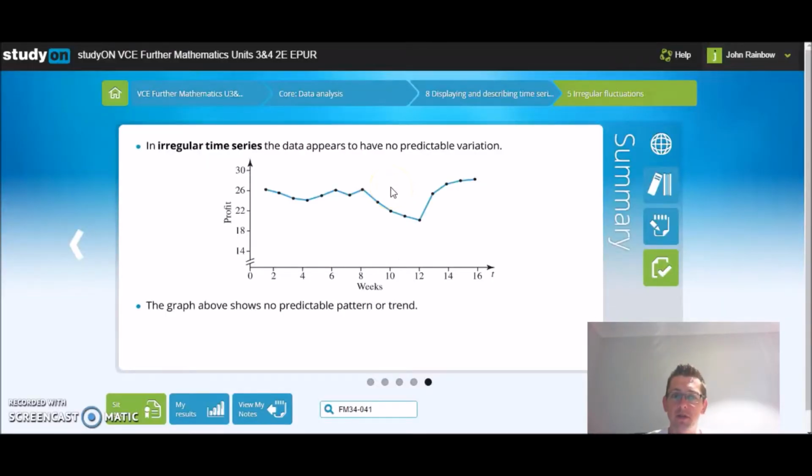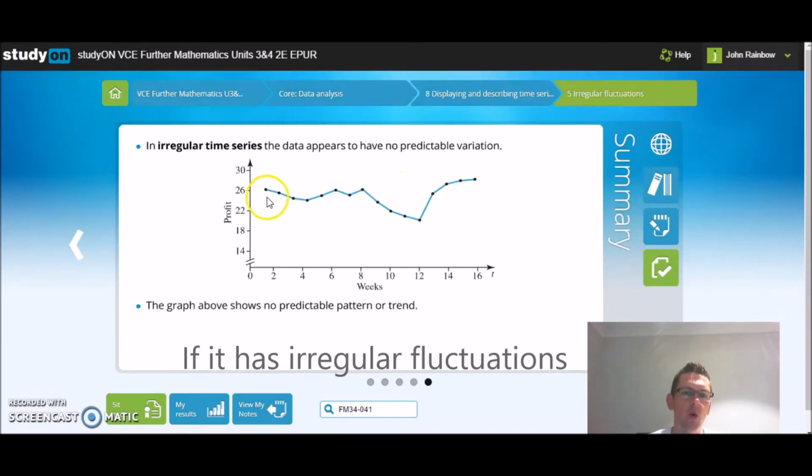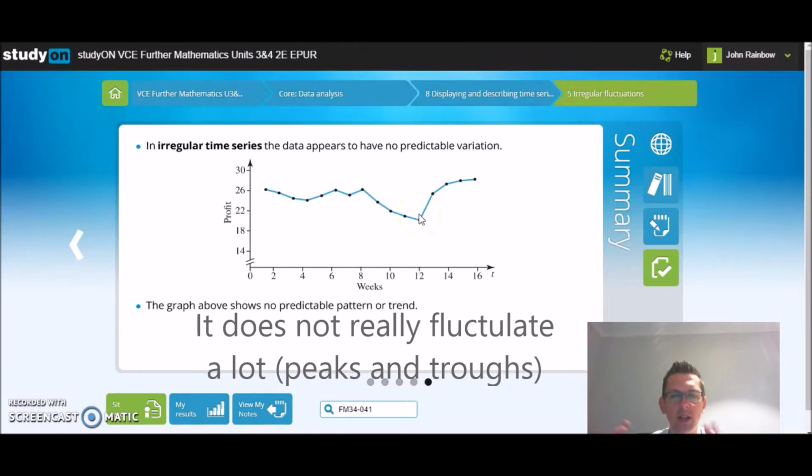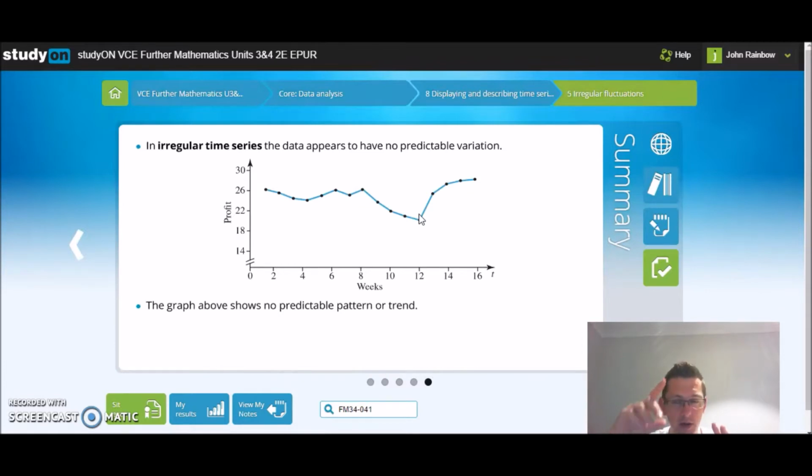The last type of time series is an irregular time series, and what occurs with an irregular time series is it really doesn't have predictable fluctuations, so it doesn't fluctuate up and down a lot. It's more a bit flatter, you would probably say. It may go down, may go up once, but there's no real pattern to it. So you could have cyclical, which has got fluctuations and it comes down, and again, you probably need more information.